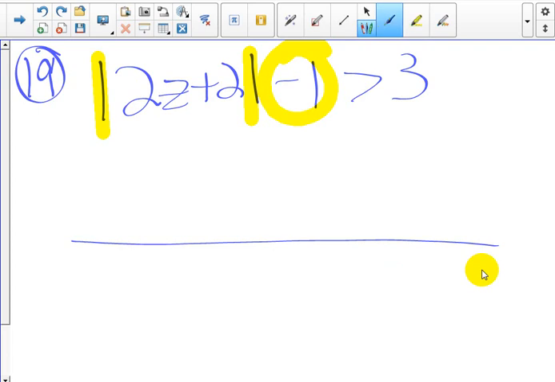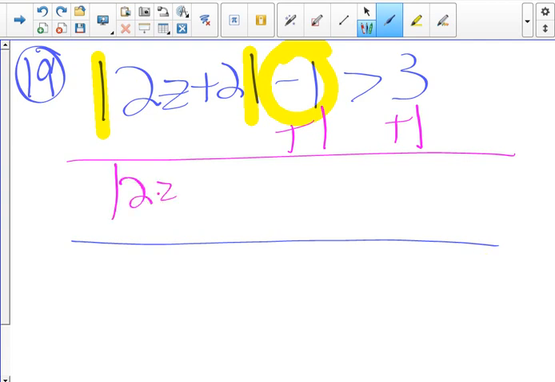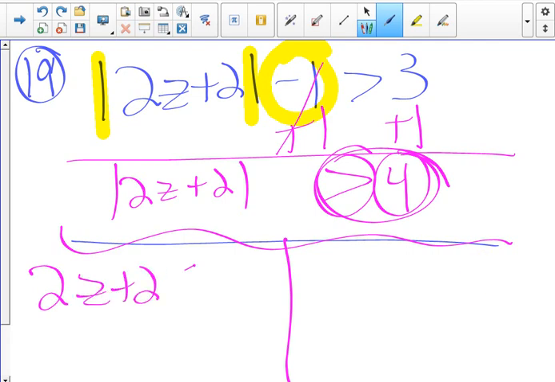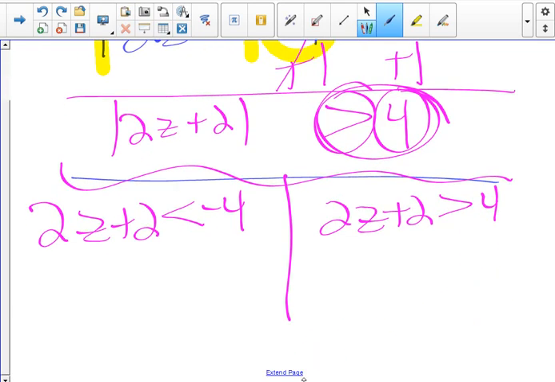All right, so now I'm going to add 1 to each side. So we have the absolute value of 2z plus 2 goes to 0, greater than 4. Now we can do it. So for the two equations, I'm going to flip my sign, flip the sign on the 4, and flip my inequality symbol. So it's going to be 2z plus 2 is less than -4. And then for the positive, it's going to be 2z plus 2 is greater than 4. Everybody with me?